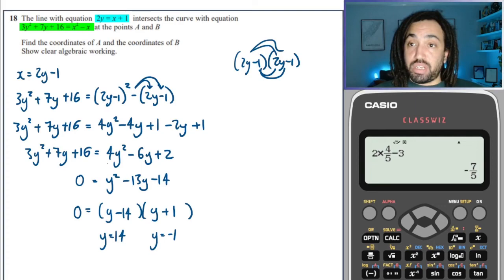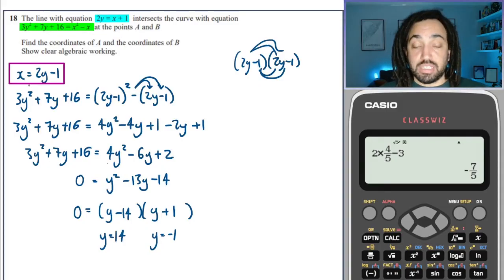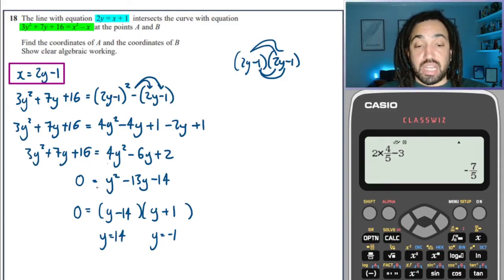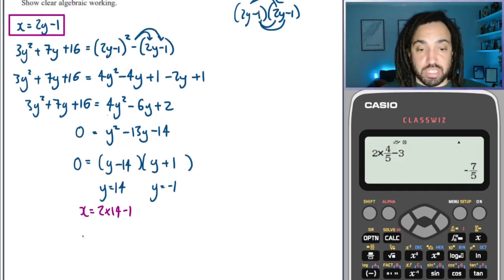Okay, now we can go back here where the original linear equation was rearranged, and that tells me that the x coordinate is 2 times the y coordinate minus 1. So that is 28 minus 1 is 27.